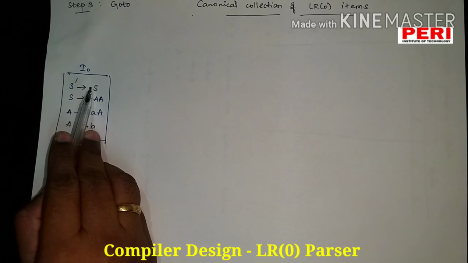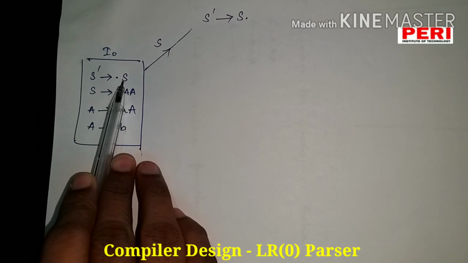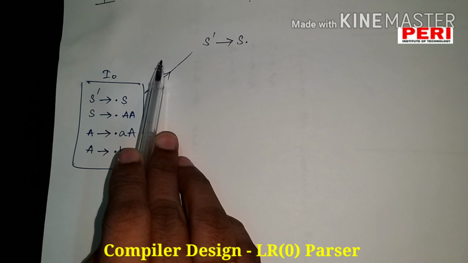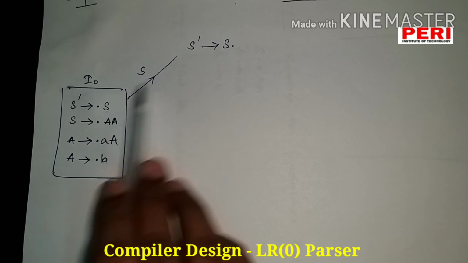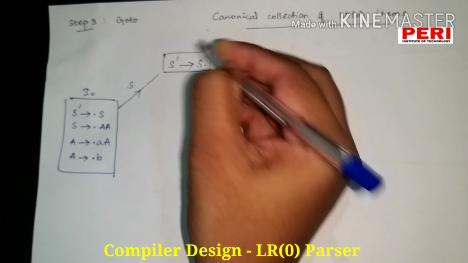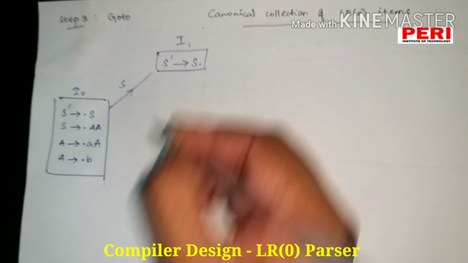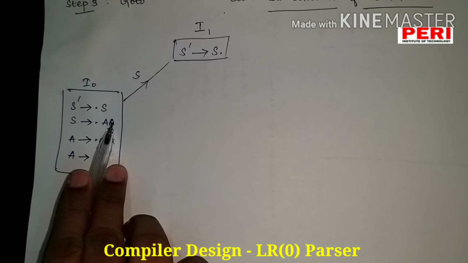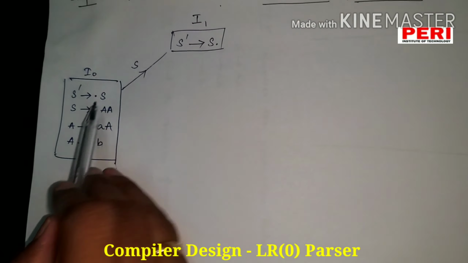S dash tends to dot S. So the dot has to move to the next position. If that is the case, I have to parse S. On parsing S, I am moving to the next state, S dash tends to S dot. I am going to name it state I1. Coming to the next production. You have to solve it one by one.